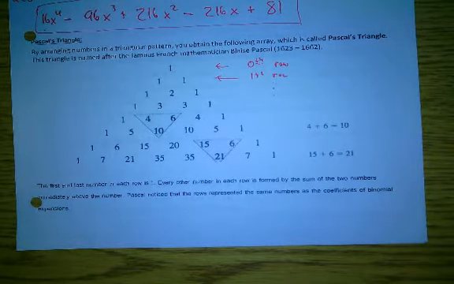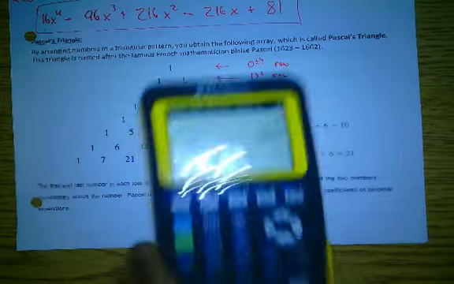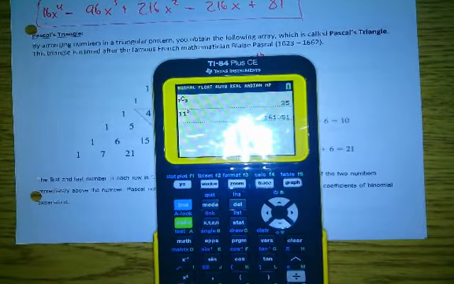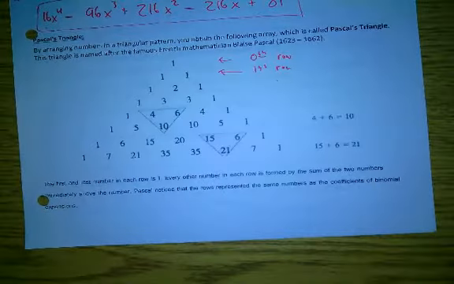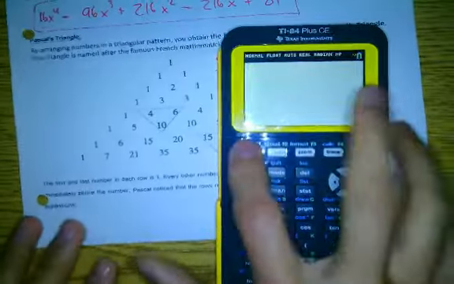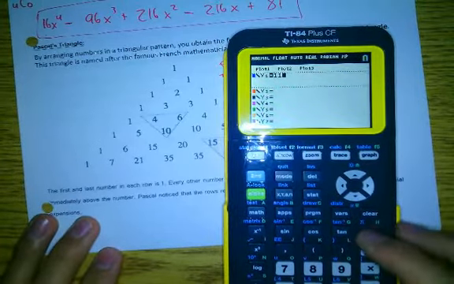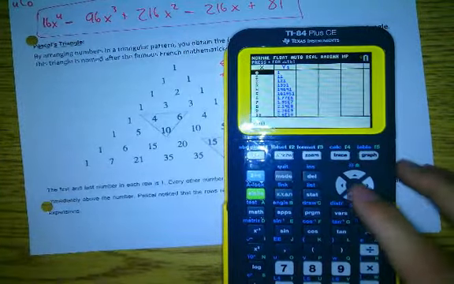Let's talk about it. So look, if you do 11 raised to the x, let me go to the table. You see how that's the 0th row, 1. And this row is 1, 1, right? So that's the 11. The third row is 1, 2, 1, which is the 121, right? So you guys see how that's happening?